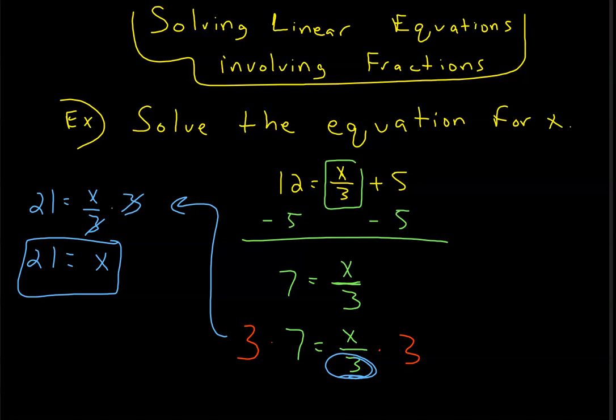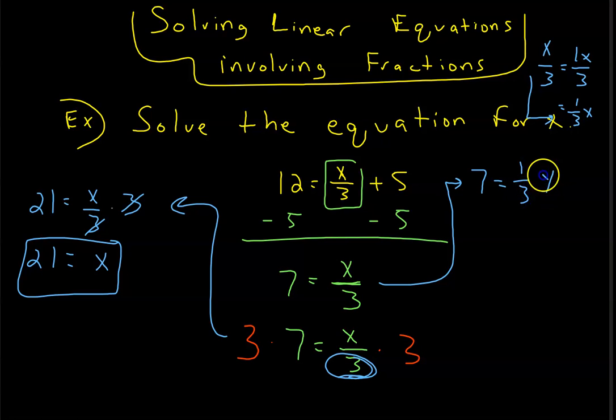A second way you could think about that equation is this. You could think about it as 7 equals, let's get this straight, x over 3 is the same thing as 1x over 3, right? Because there's an understood 1 in front of x. So that's the same thing as 1 over 3 times x. So if I gave you x over 3, you could have rewritten it as 1 over 3 times x. So let's think about it that way.